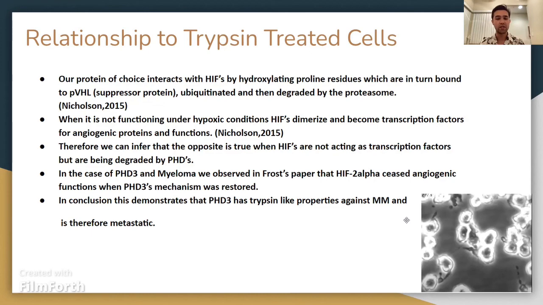So if HIF is angiogenic, then we can assume that PHD3 is metastatic. And metastatic is associated with trypsin. So the properties are very similar to trypsin in that sense.